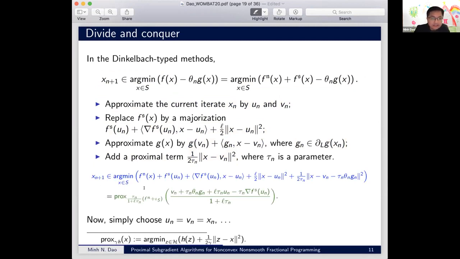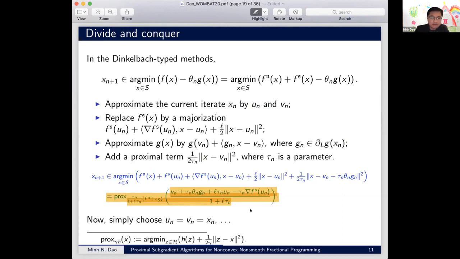And actually, by some expression, we can see that the blue one here is actually the proximal operator of F_n, the non-smooth part of S plus the indicator function at some point here.